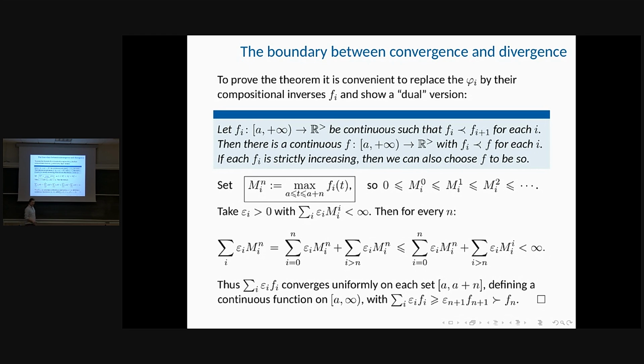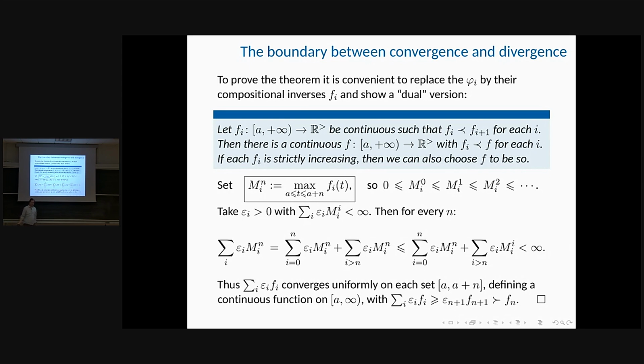So this means this will converge to a continuous function defined on the whole half line. And because everything is positive here, this infinite sum will be greater than or equal to every summand. And the f_{n+1} are increasing in dominance. So this means that this function here will dominate every one of the f_n's. Okay, so this is the continuous function that we were looking for. So this was my proof.